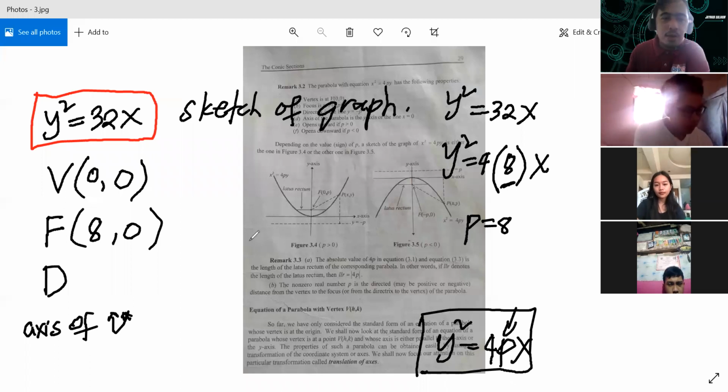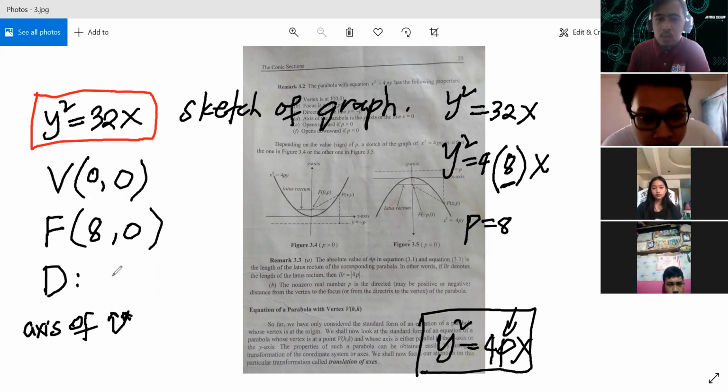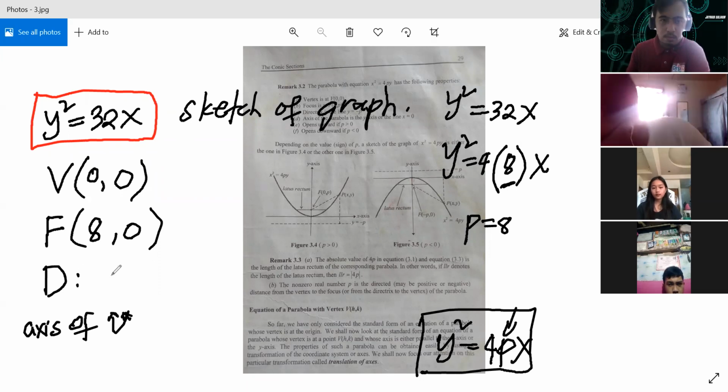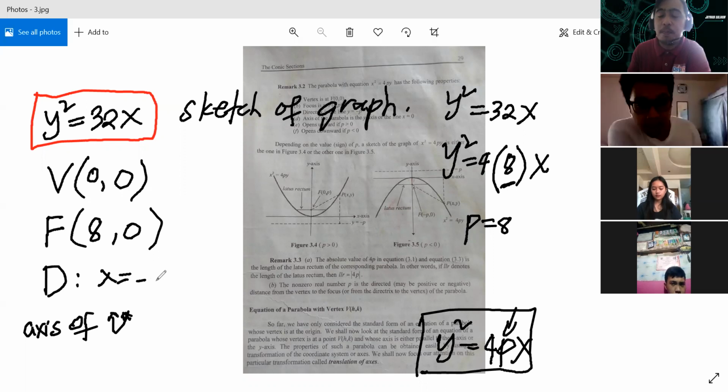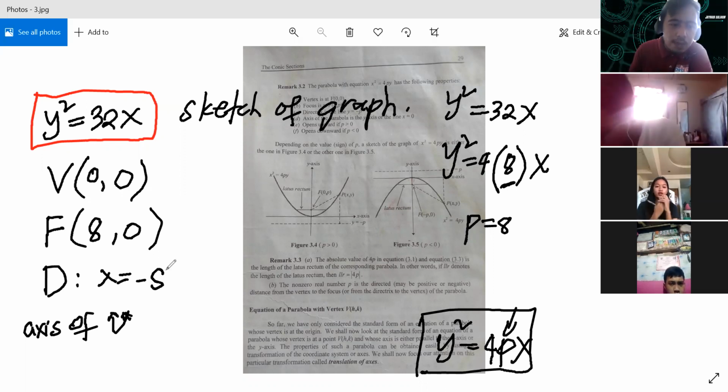And then for your directrix, remember the directrix is a line, so it should be given by an equation. As we all know, your directrix must be given by x equal to the negative of your P. And your P is 8, so it should be x equal to negative 8. Right?